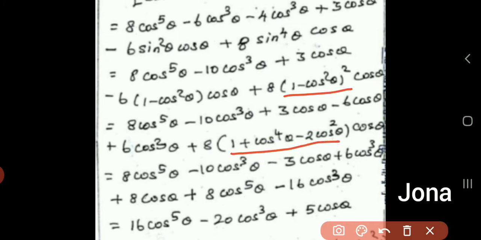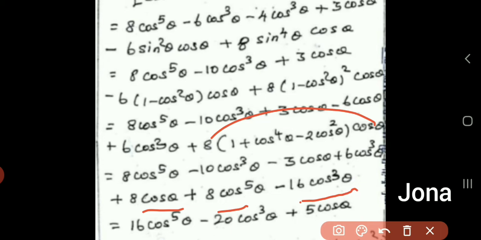So a^2 plus b^2 minus 2ab. So 2 cos^2 θ into cos θ is there. Then we have to remove the bracket there. Now I want to multiply this 8 cos θ with this bracket. So it will become 8 cos θ plus 8 cos^5 θ minus 16 cos^3 θ. And then again we can simplify this thing. We want to group these two. And one more thing here also I have there. So group these three. It will become minus 20 cos^3 θ.